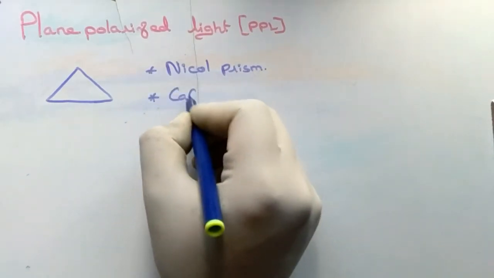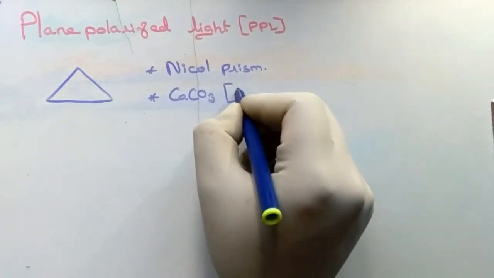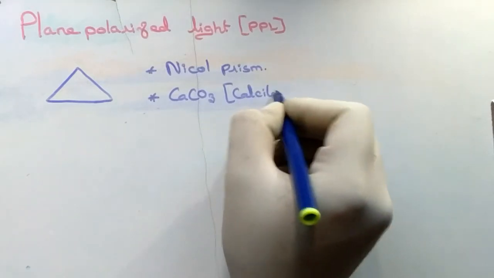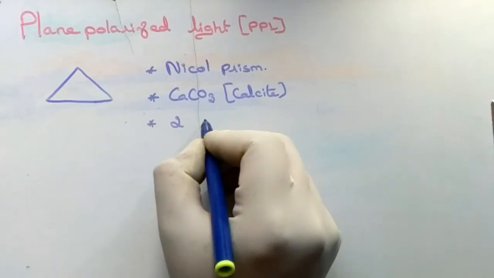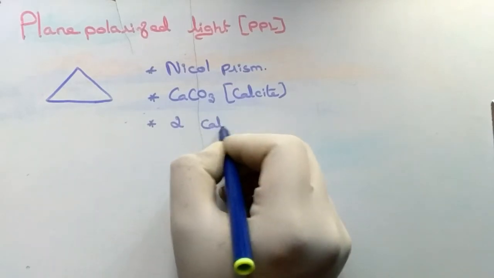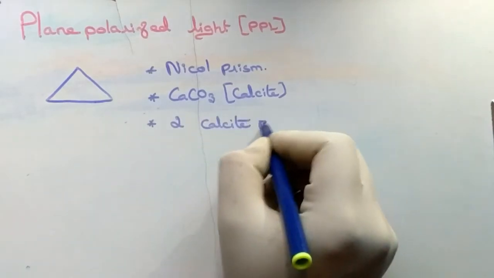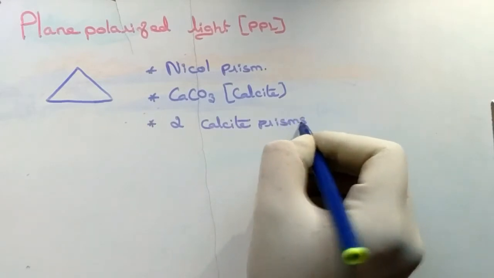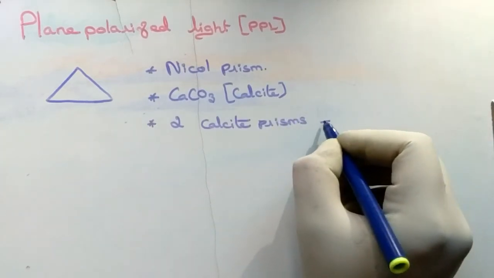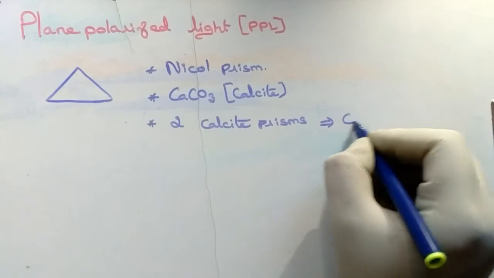Nicol prism is made up of calcite. CaCO3 is the chemical formula of calcite. Two fine cut calcite prisms will be stuck together with an adhesive called Canada balsam.